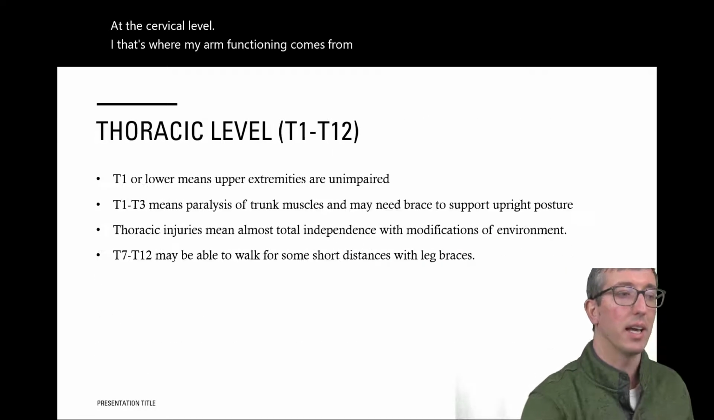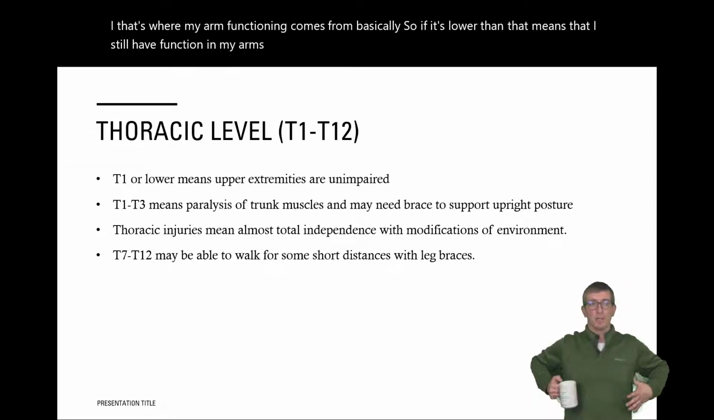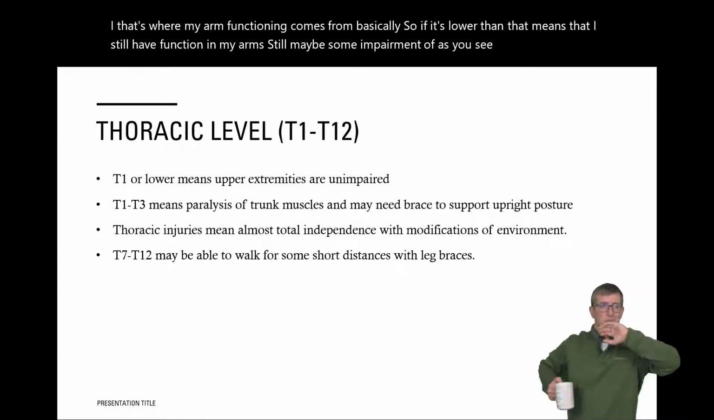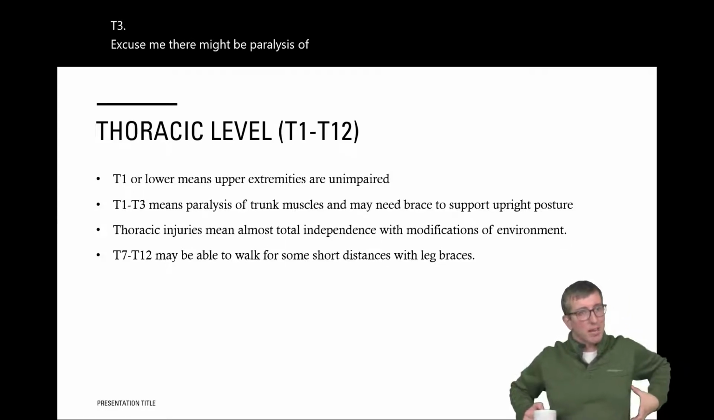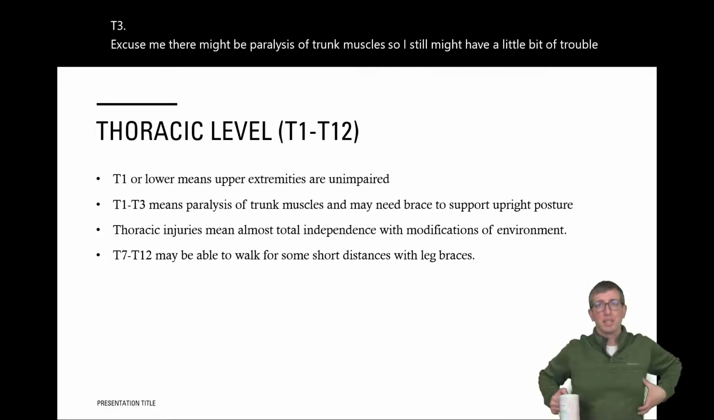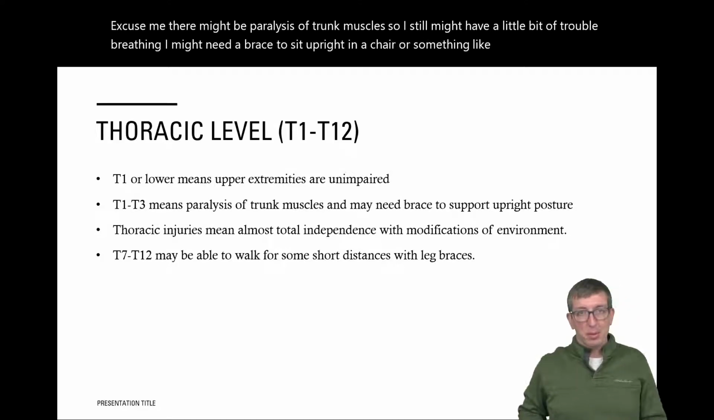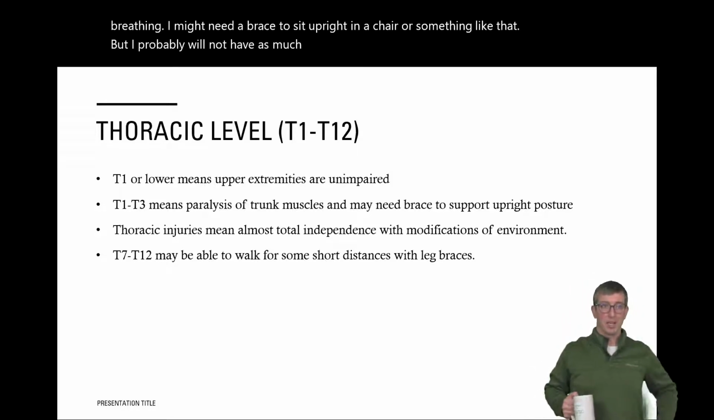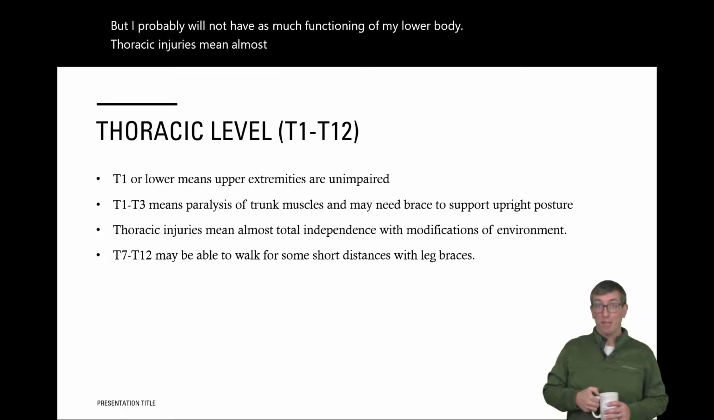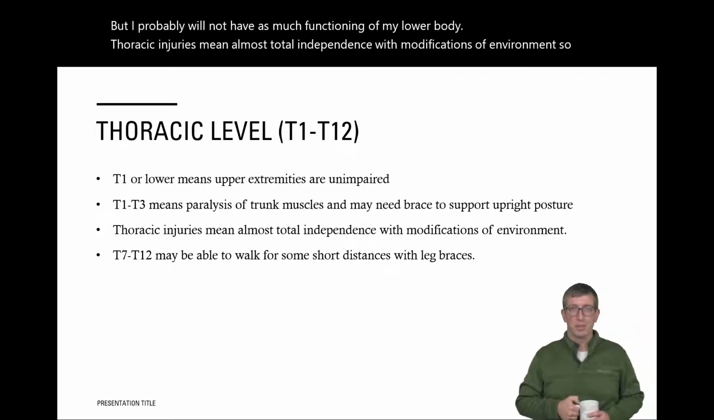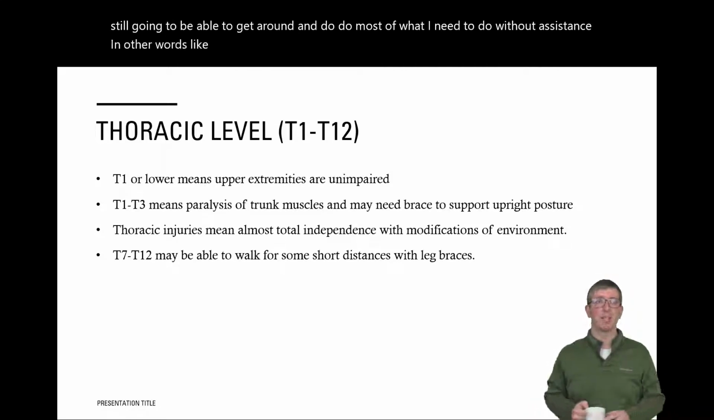So if it's lower than that, that means that I'll still have function of my arms, still have maybe some impairment of, as you see here, T1 through T3. There might be paralysis of trunk muscles. So I still might have a little bit of trouble breathing. I might need a brace to sit upright in a chair or something like that. But I probably will not have as much functioning of my lower body. Thoracic injuries mean almost total independence with modifications of environment. So I'm still going to be able to get around and do most of what I need to do without assistance. In other words, like a personal attendant or something like that.